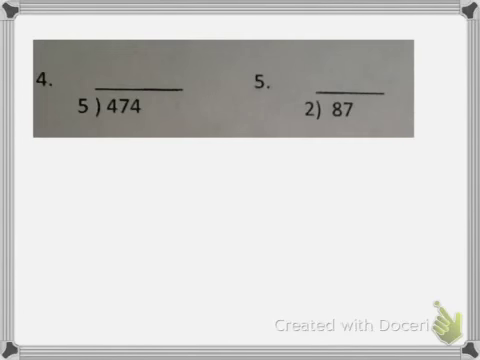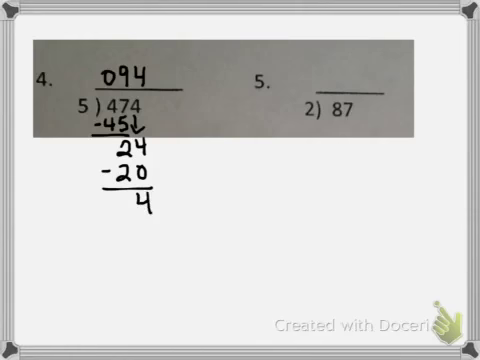Number 4. 5 can't go into 4, so we're going to put a 0 above the 4. 5 can go into 47 9 times. 9 times 5 is 45. When we subtract, the difference is 2. I'm going to bring the 4 down. 5 can go into 24 4 times. 4 times 5 is 20, and our difference is 4. So the remainder becomes the numerator in our fraction, and the divisor becomes the denominator. So our quotient is 94 and 4/5.